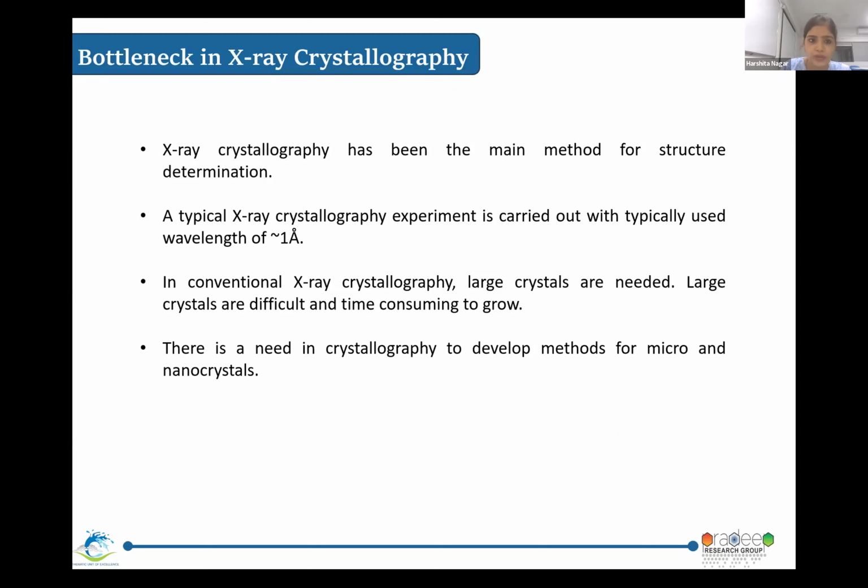But X-ray experiments are typically carried out with a wavelength of around 1 angstrom, and in X-ray crystallography, large crystals are needed. If you have protein samples, for example, it is very time consuming as well as difficult to grow large size crystals. So there is a need in crystallography to develop methods for micro and nano size crystals. That is where we use microcrystal electron diffraction.